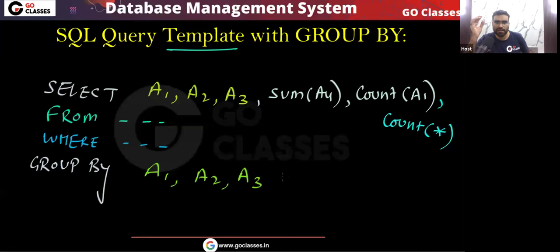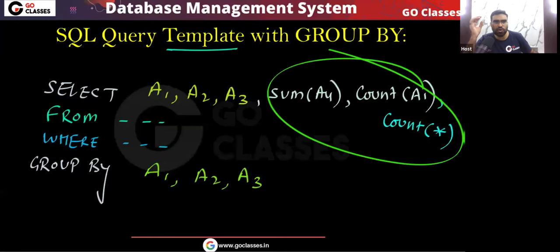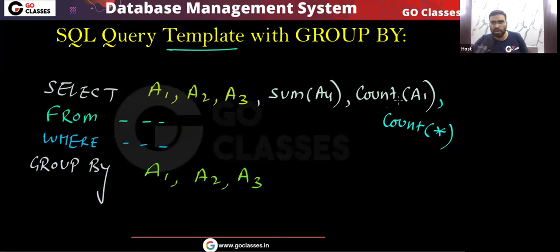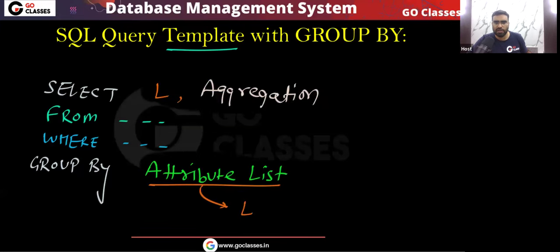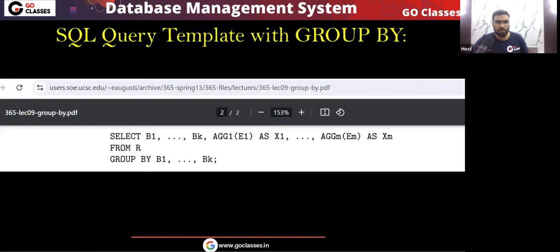Is this clear? If you have a1, a2, a3 here, then a1, a2, a3 here, and aggregation you can do on anything. So this is the template you can follow. You can see this is from the standard resource. This template is given from this university. Group by B1, BK. So this B1, BK must be here. Aggregation you can do on anything. It doesn't matter. Is this clear?